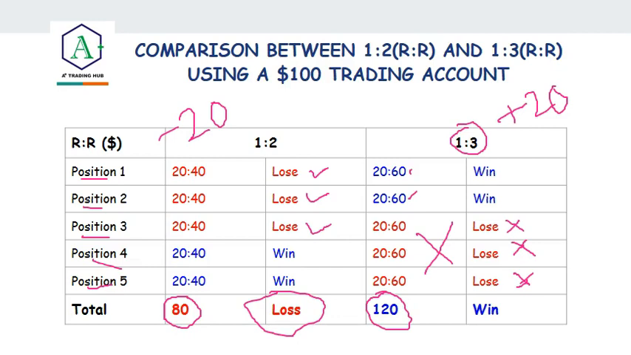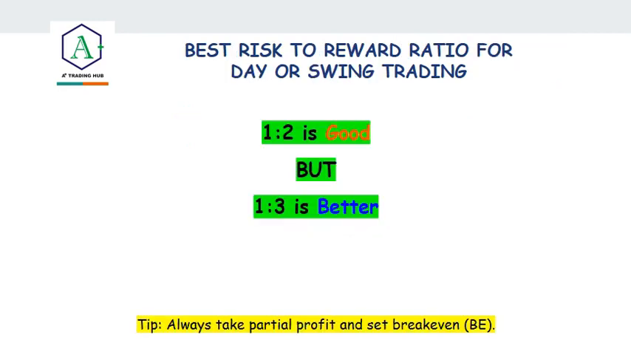Infuse your trading rules and goals into your trading plan, and you'll be safe. 1:2 is good, but 1:3 is better. Always take partial profit and set BE.